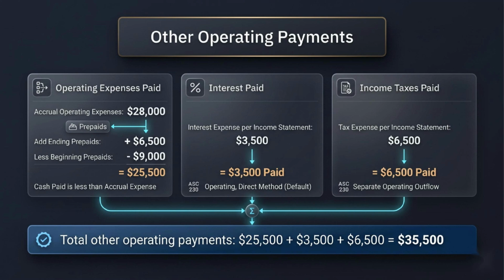$25,500. Interest paid is $3,500 in this case, and income taxes paid are $6,500. Together, other operating payments equal $35,500. This slide is a good reminder that the direct method is not just listing numbers from the income statement. It converts income statement amounts into cash amounts.